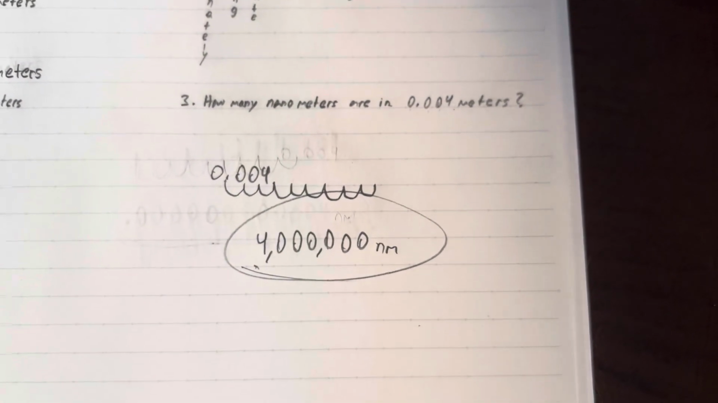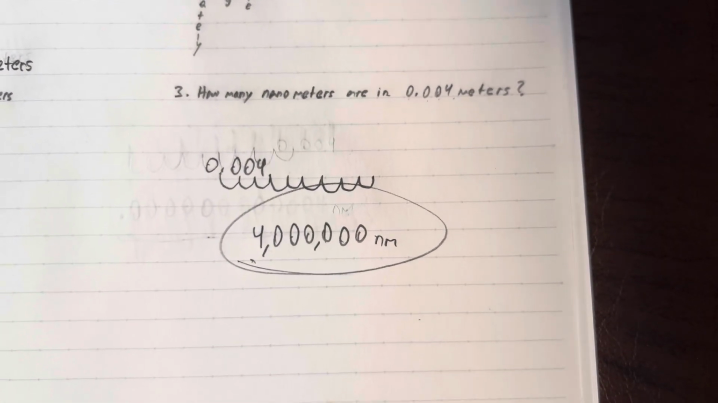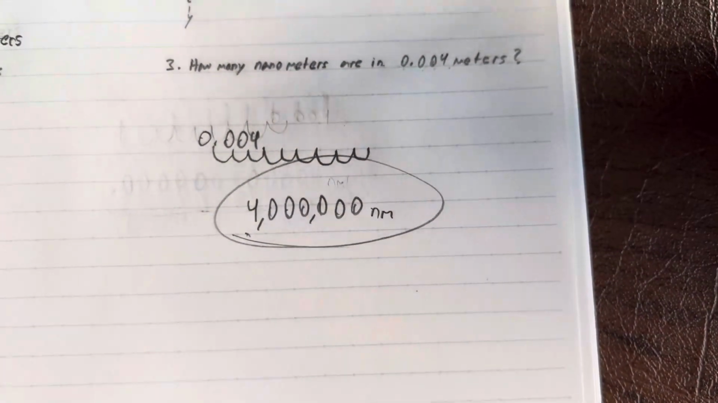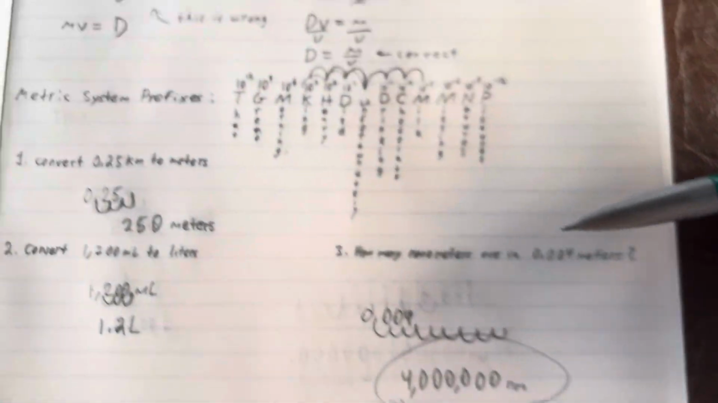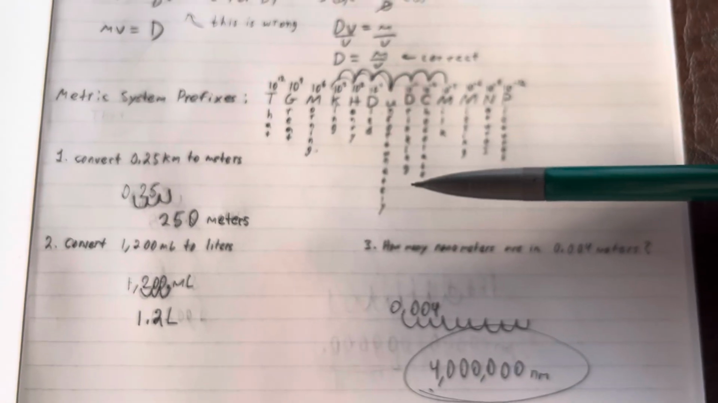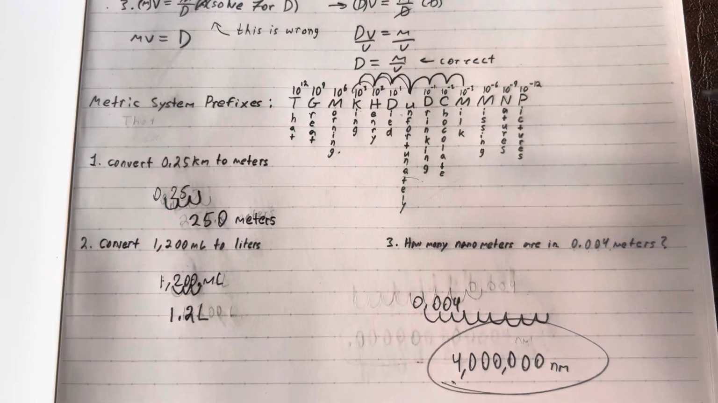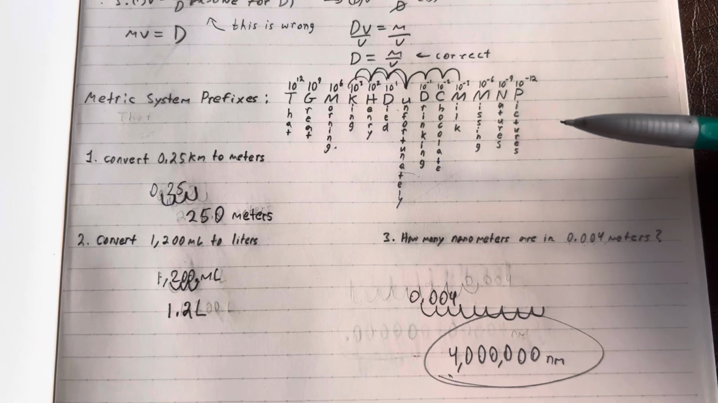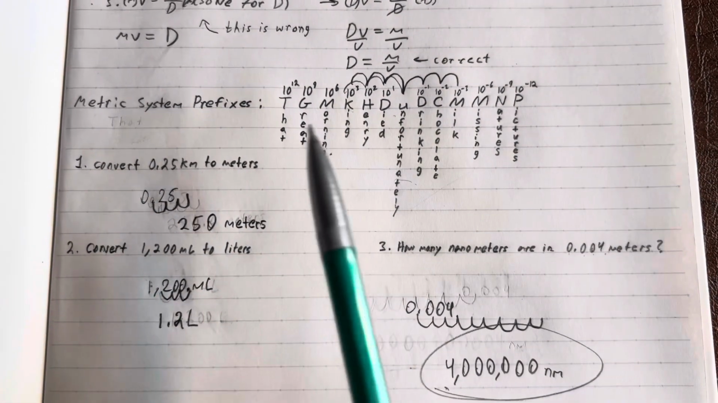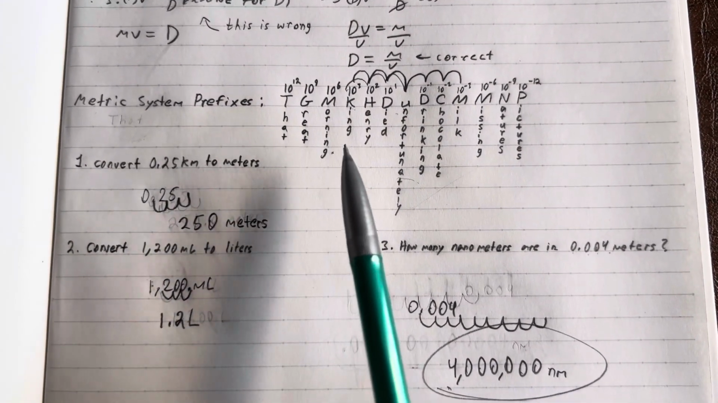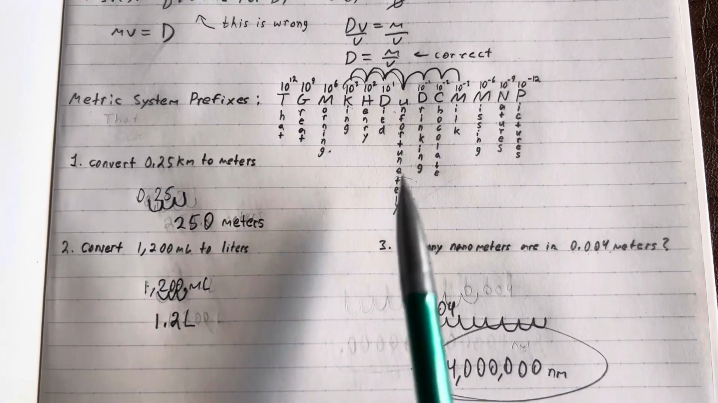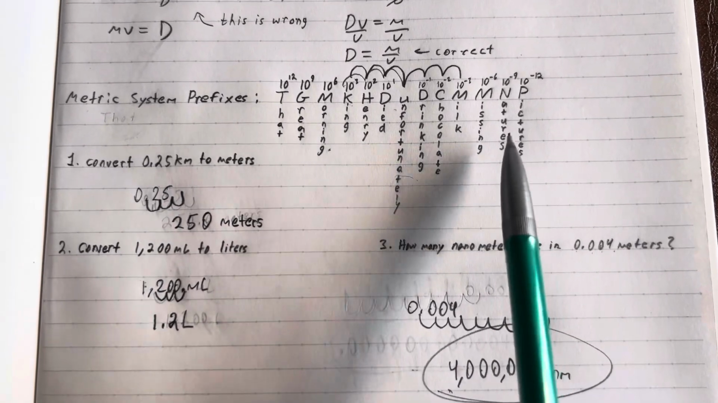That's how you convert. Hopefully this makes sense. This is the way I dealt with the metric prefix stuff in chemistry 1 and classes like that, and hopefully it helps you out. Just remember: Great morning, King Henry died, unfortunately, drinking chocolate milk, missing nature's pictures.